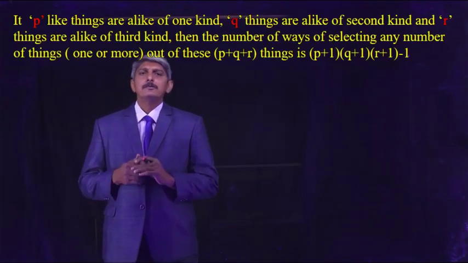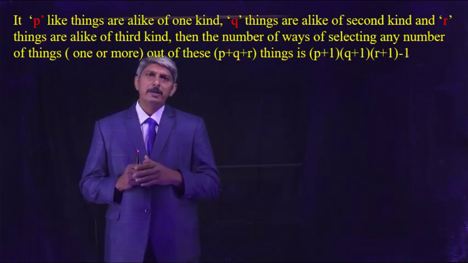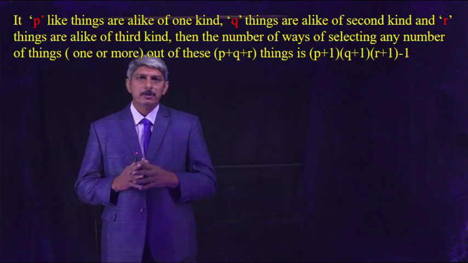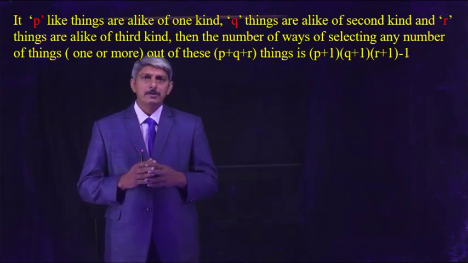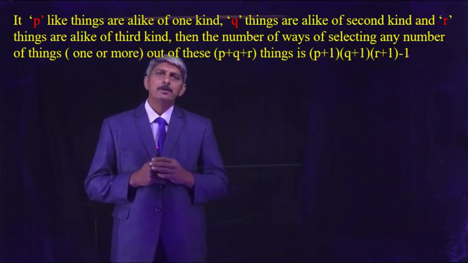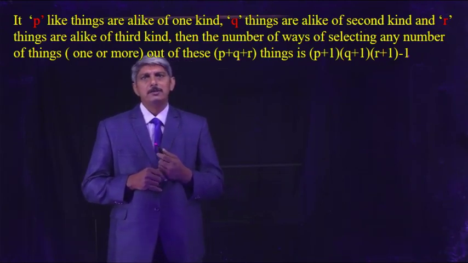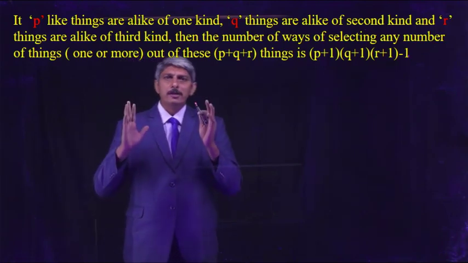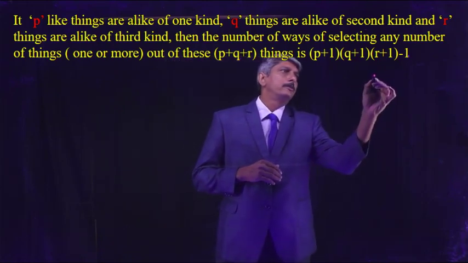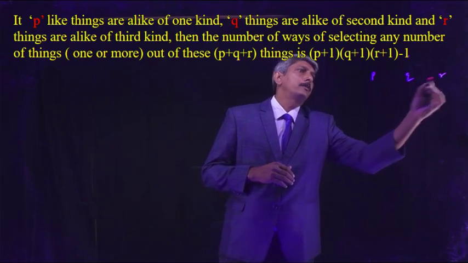Now we will derive the formula. There are P like things of one kind, Q like things of the second kind, R like things of the third kind. Then the number of ways of selecting one or more at a time, or any number at a time. From this formula we can derive some applications. First we discuss how to select any number at a time. There are 3 types: P like things of one kind, Q like things of the second kind, R like things of the third kind.